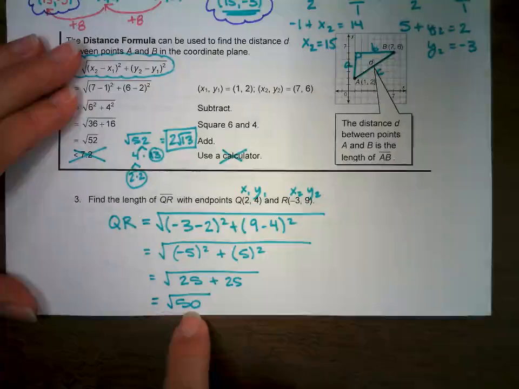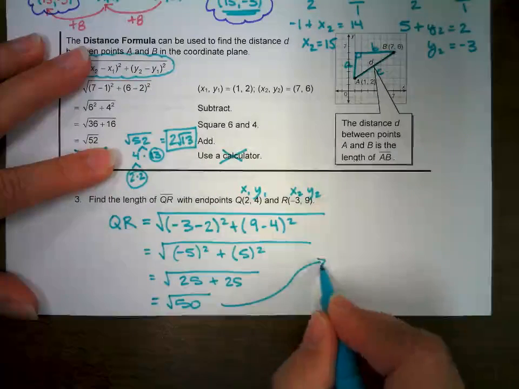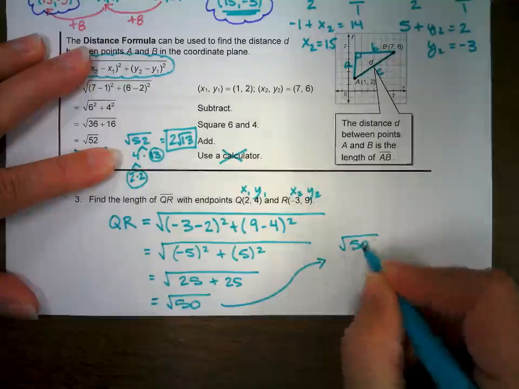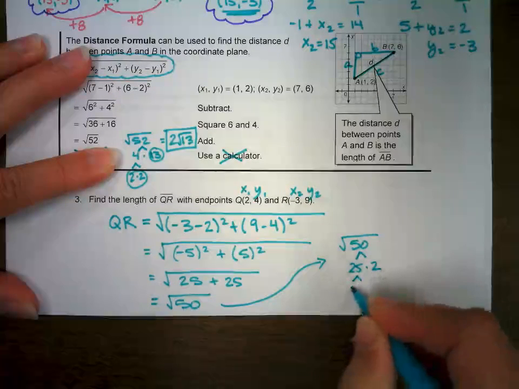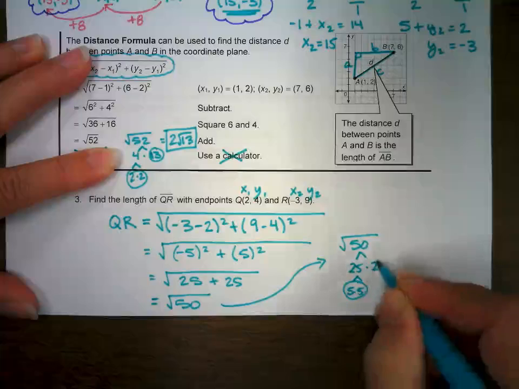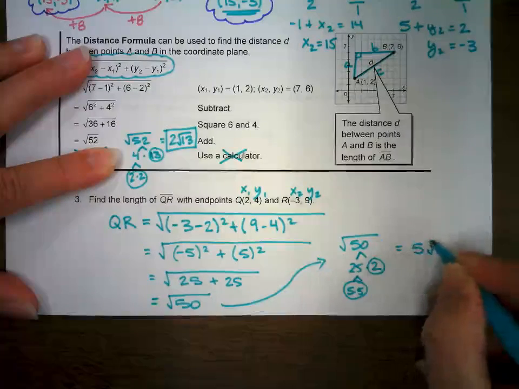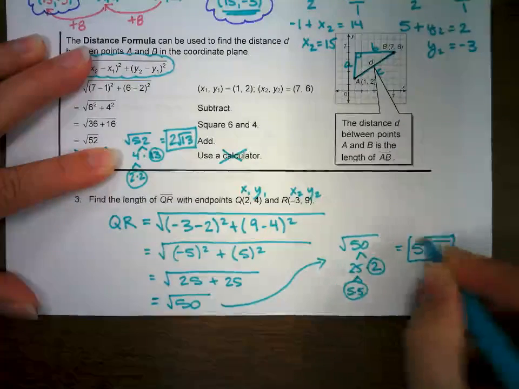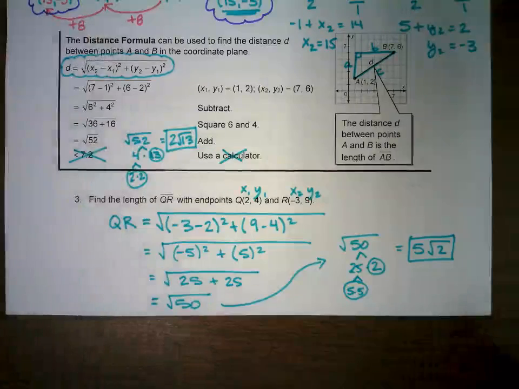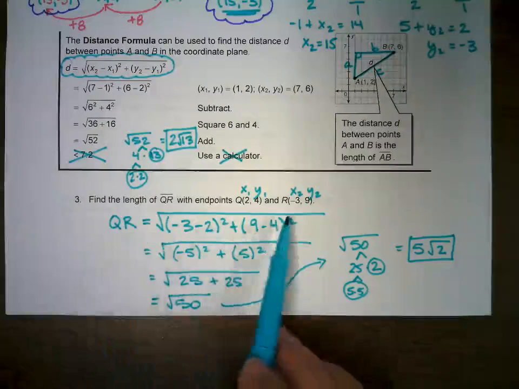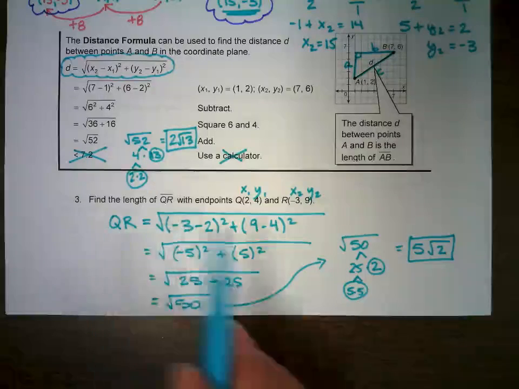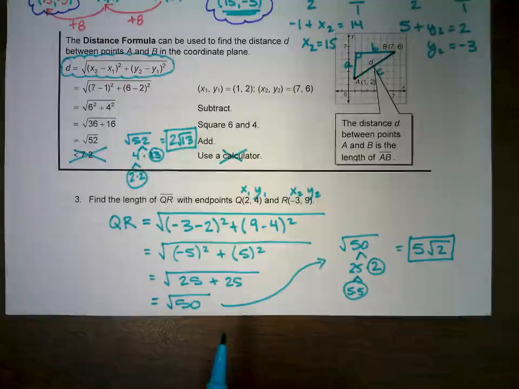And then this is my answer, but I want it in reduced radical form, okay? So I'm going to go up here and take this 50 and break it down. I know it has a perfect square of 25 in there, right? So those 5s can come out. The 2 stays in. So 5 root 2 would be my final answer for the distance or the measure of this segment, or the length of that segment, the distance between those 2 points.